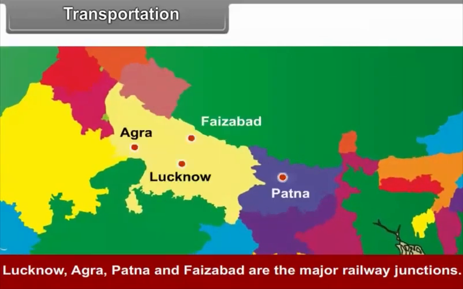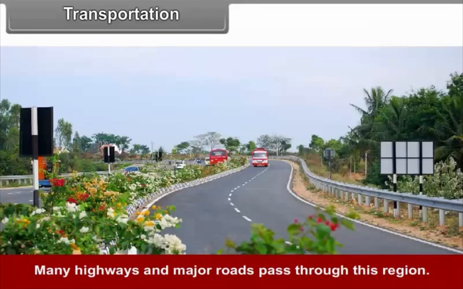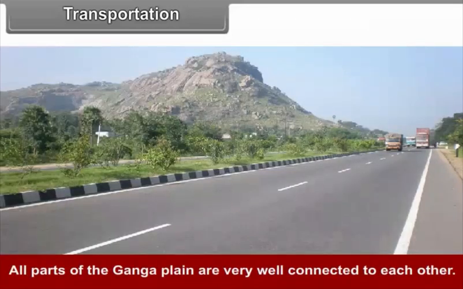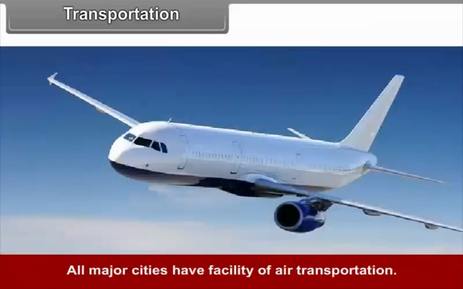Lucknow, Agra, Patna and Faizabad are the major railway junctions. Many highways and major roads pass through this region. All parts of the Ganga plain are very well connected to each other. All major cities have facility of air transportation.